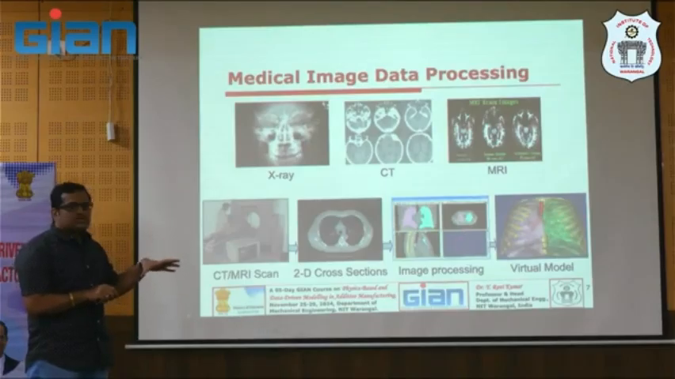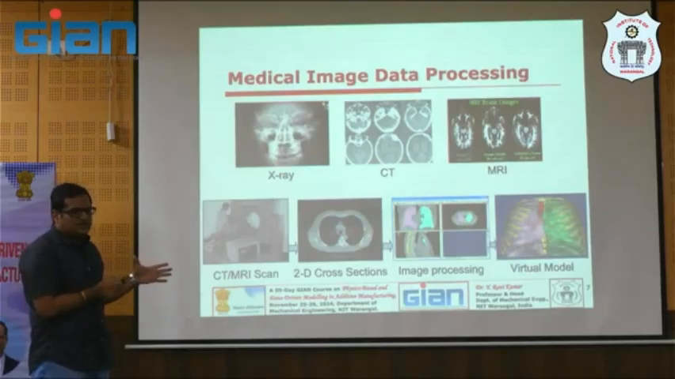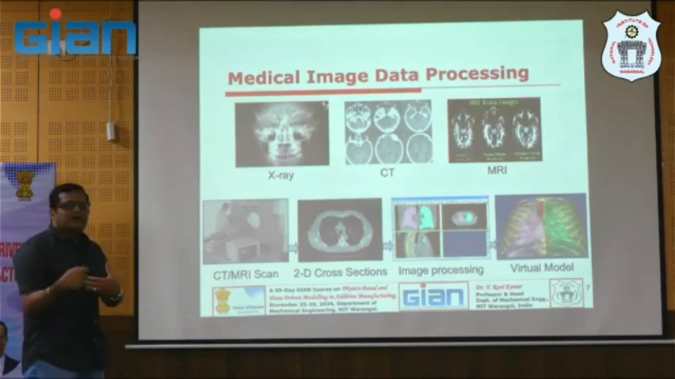So then you reconstruct the organ of interest. In this case, the organ of interest is the lungs. Then you can segregate and save it as an STL file, give it to the 3D printer and get the model.